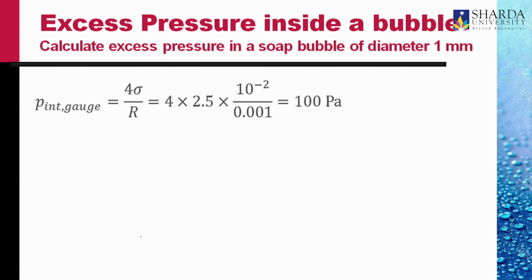There is an estimate of this internal pressure. We are talking for water with a sigma of 2.5 times 10 to the minus 2 Newton per meter, and the radius at 1 millimeter, that is 0.001 meter, and this gives you 100 Pascal. 100 Pascal is a very small excess pressure.